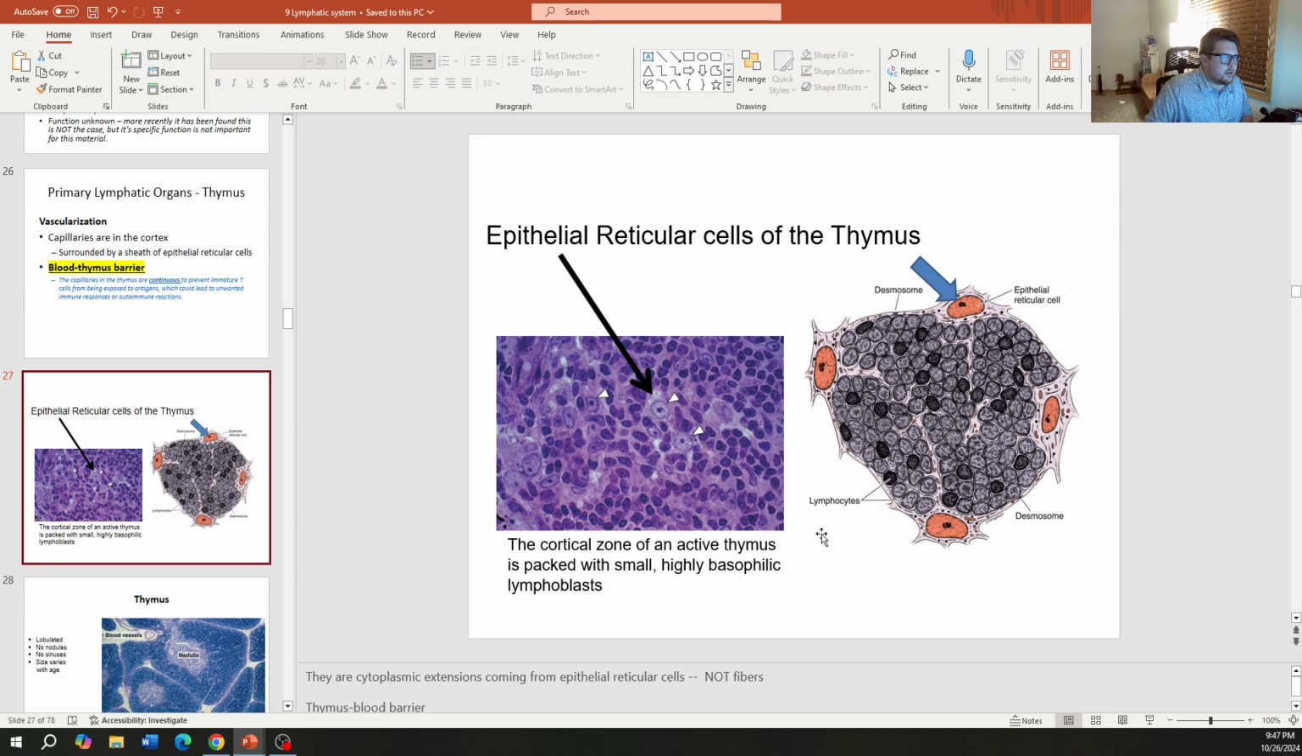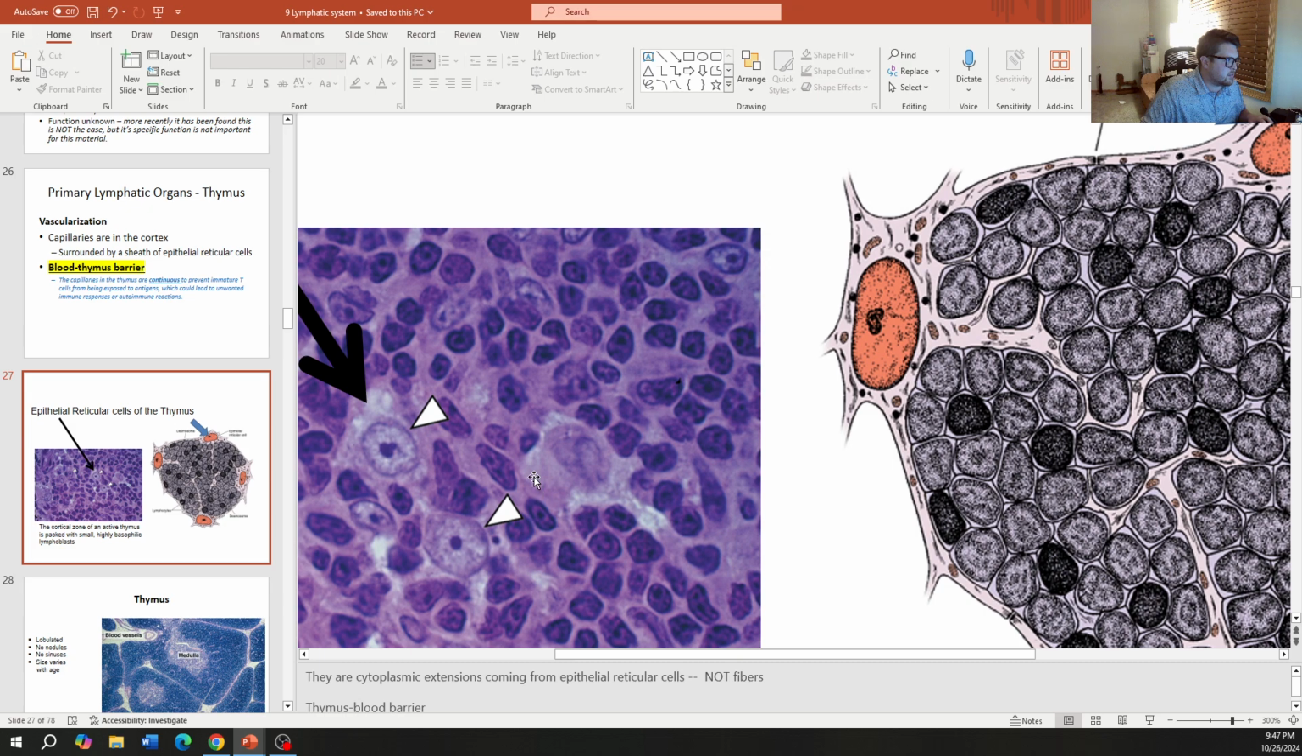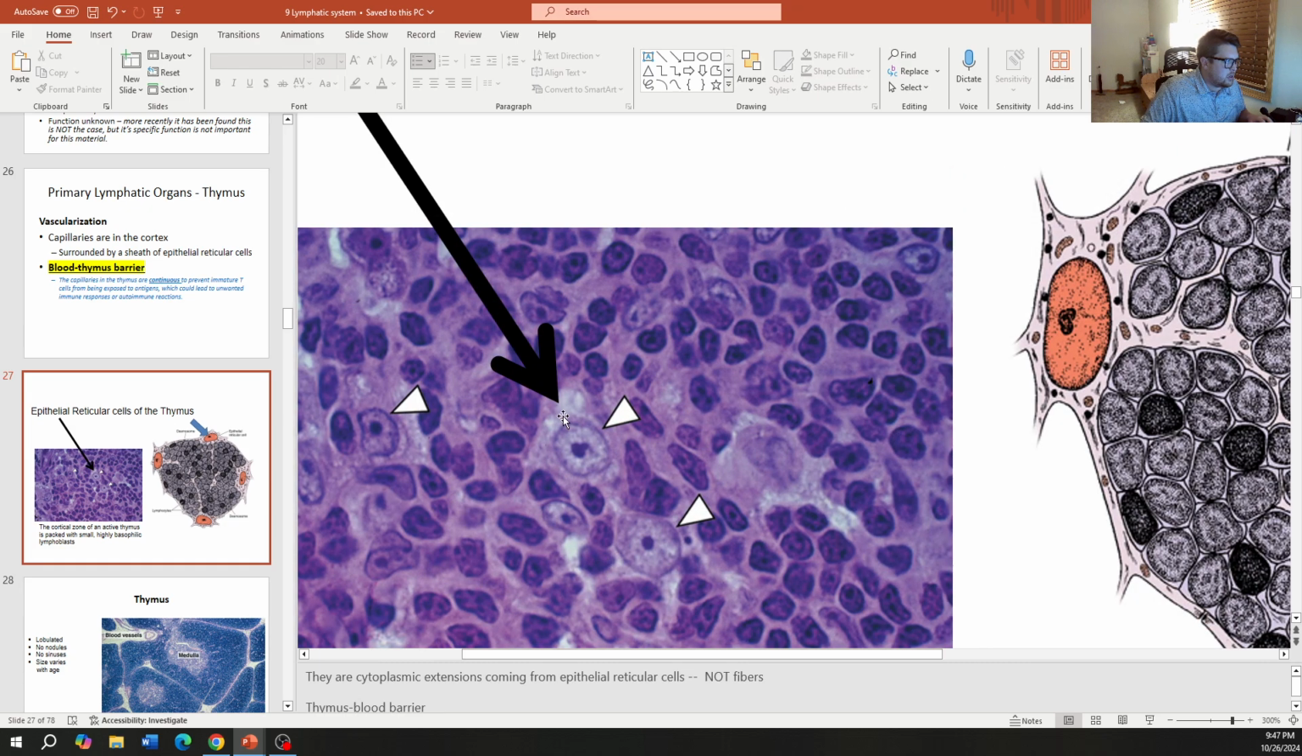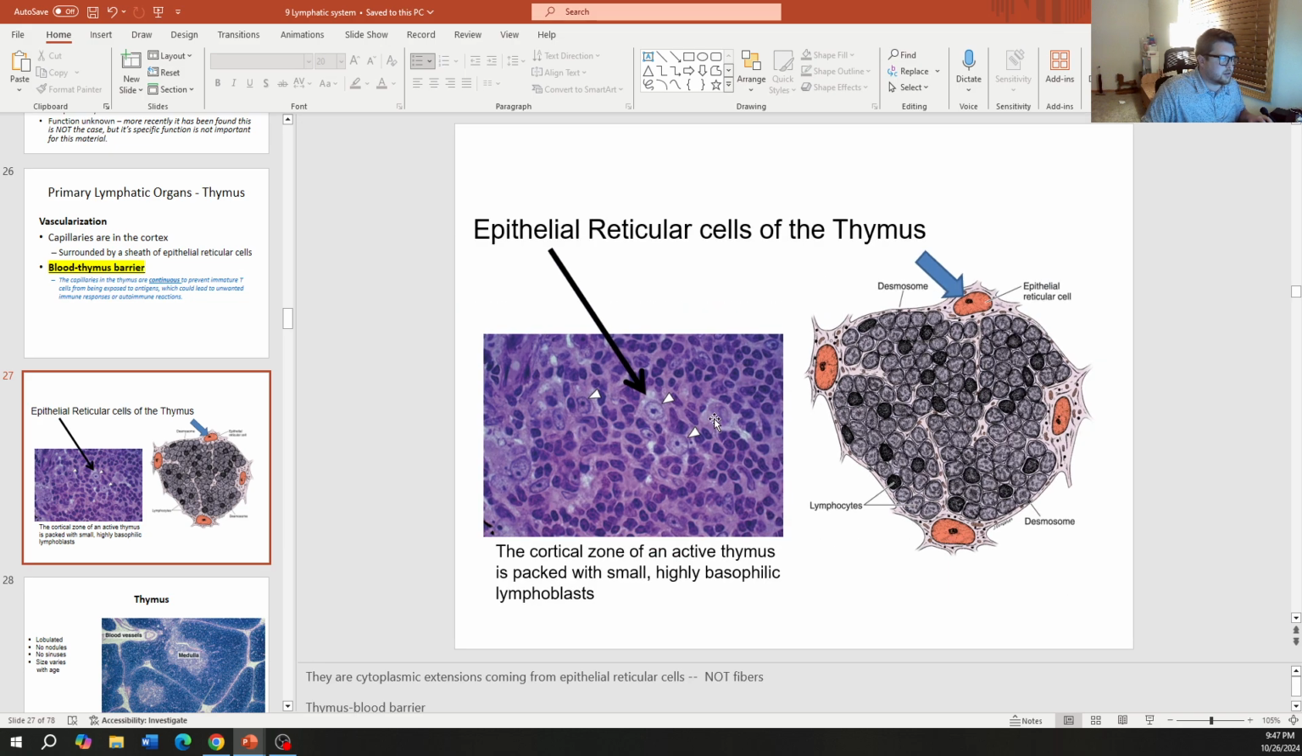Here's this picture again. We see the epithelial reticular cells of the thymus right here, kind of on the side. These are the epithelial reticular cells kind of surrounding some of these other cells. You can see again here some of the lymphocytes poking in there. So these, pointing at the arrows, those are some of our lymphocytes.